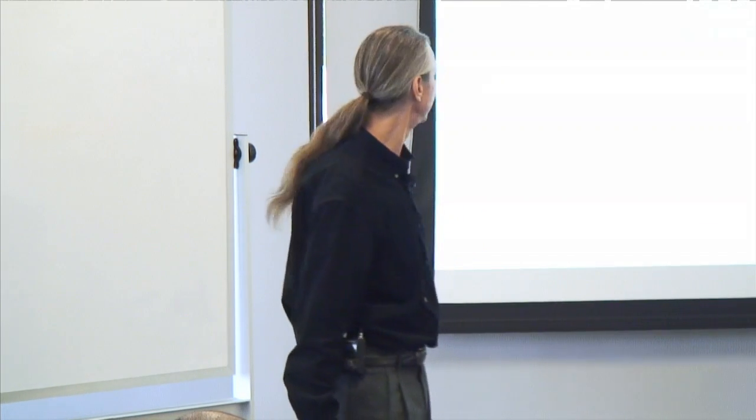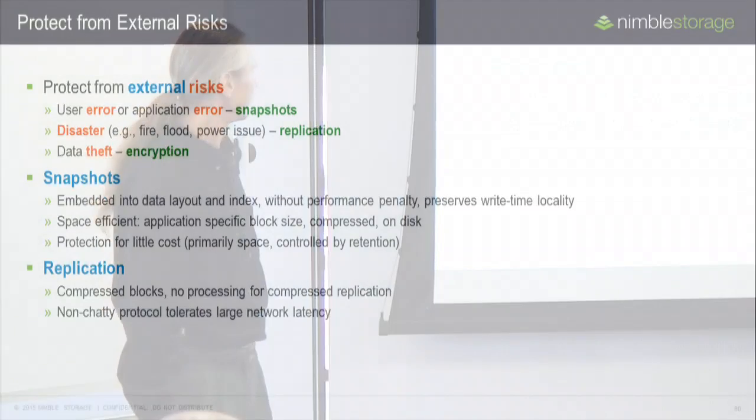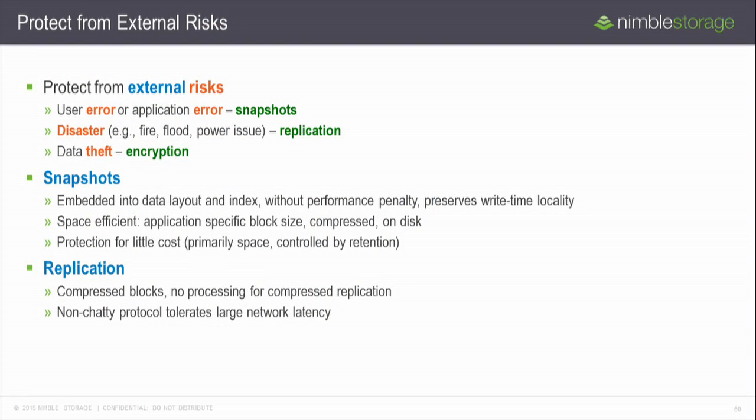I'll talk about encryption a little bit, since that's a new feature, but first the last thing: replication. Replication uses compressed blocks, just as they are stored compressed on disk, so we don't have to compress them in order to transmit them remotely. So it's bandwidth efficient. And we use a non-chatty protocol that tolerates large network latency. Large network latency is not a problem for replication at all.